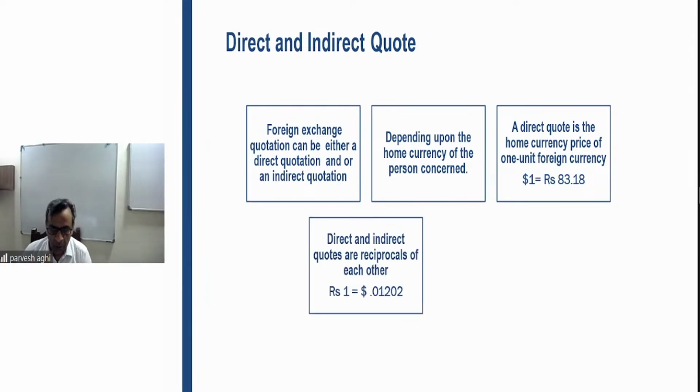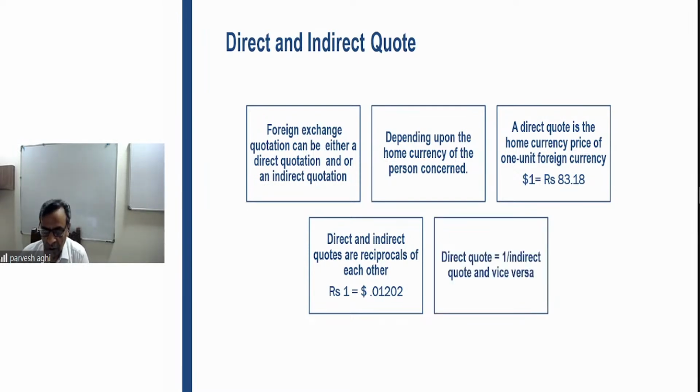Now, if you look at the indirect quote, it will be like this. We have already covered that. So 1 rupee is equal to 0.01202. How do you get that? By dividing 1 by 83.18, so you come to this rate. That means the direct quote is equal to 1 divided by the indirect quote.